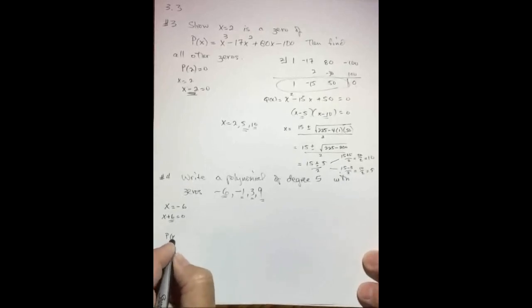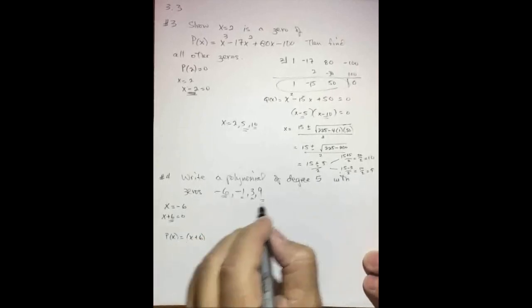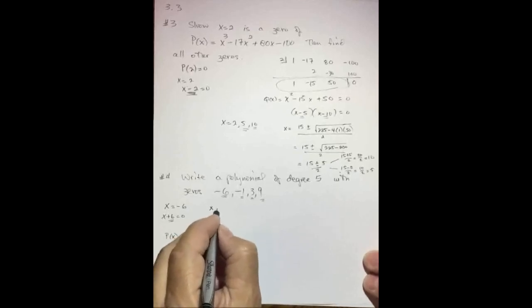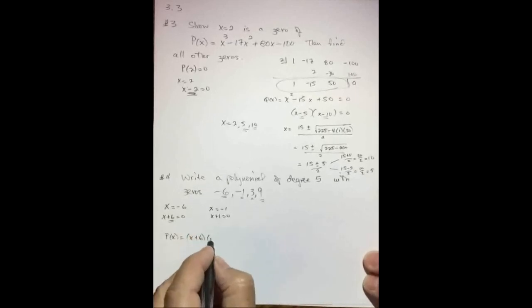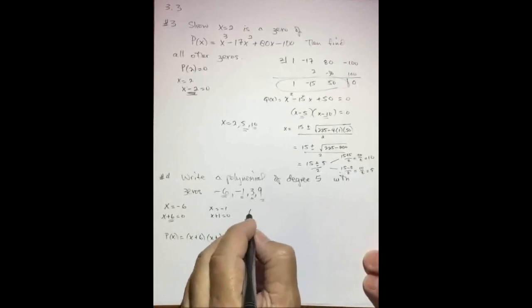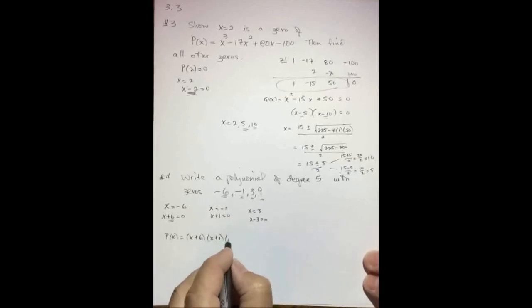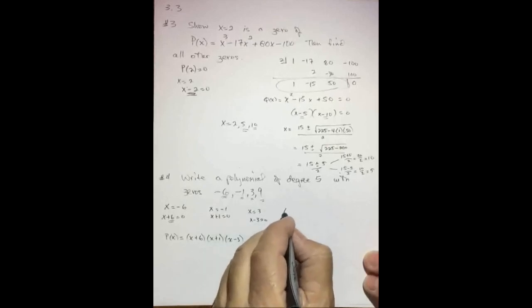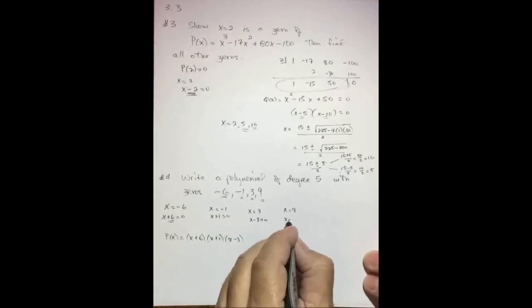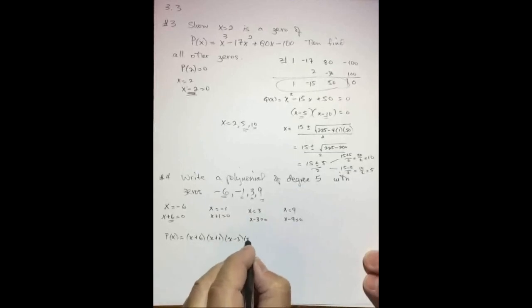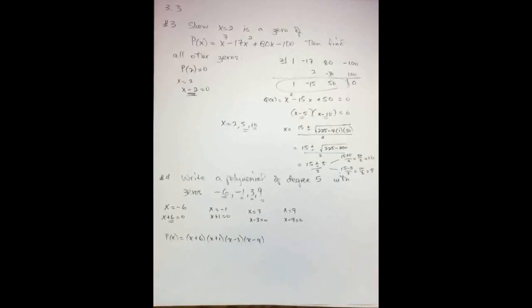So let's call it p of x. I know one term is going to be x plus 6. Another root or another 0 is minus 1. Now if I move that over, I get that x plus 1 is 0. So I'm going to tack on the x plus 1. I know that 3 is a 0, so x equals 3. So I have x minus 3 equals 0. That's going to be a factor. And finally, x equals 9 is a root. So x minus 9 equals 0 would be a factor. Okay?